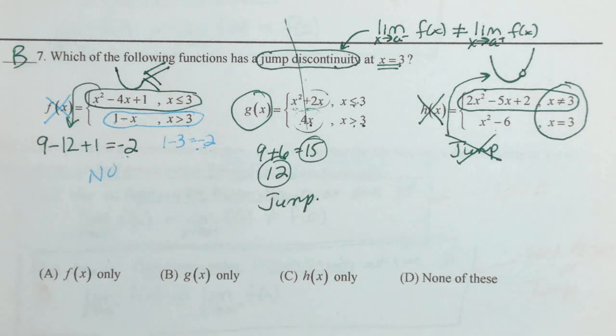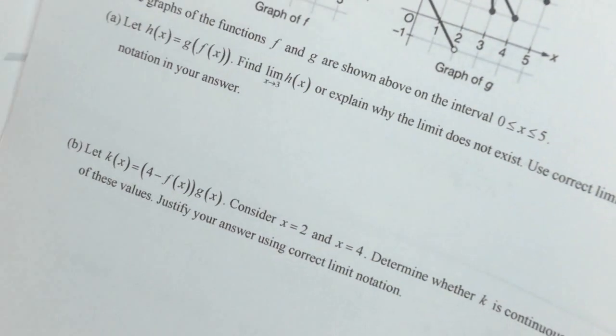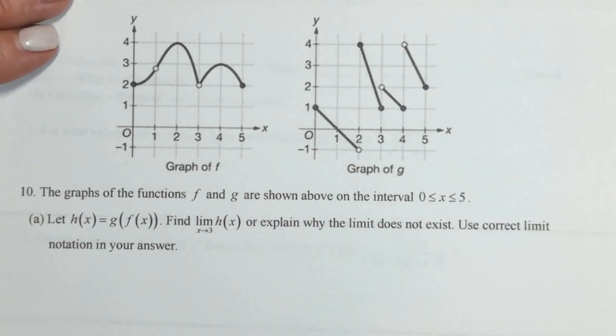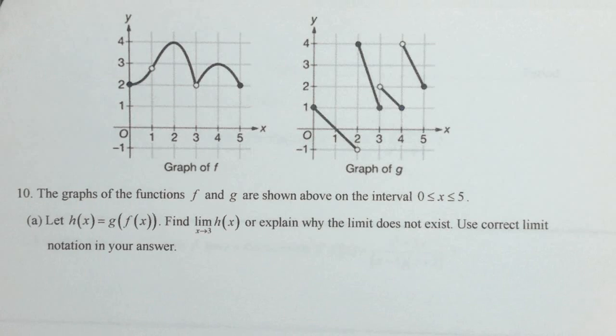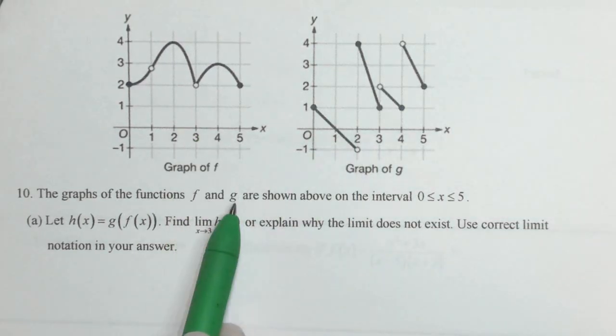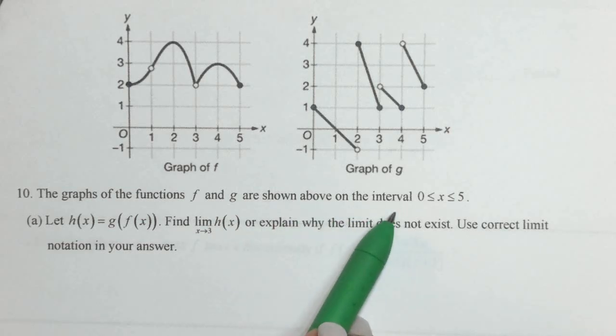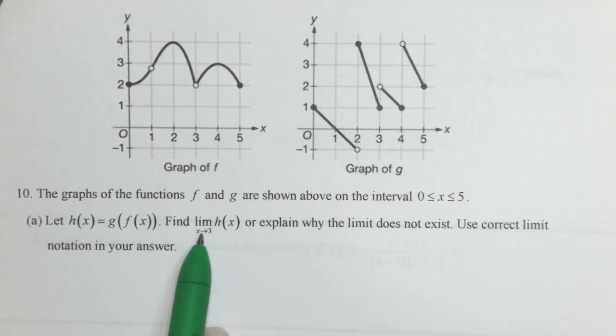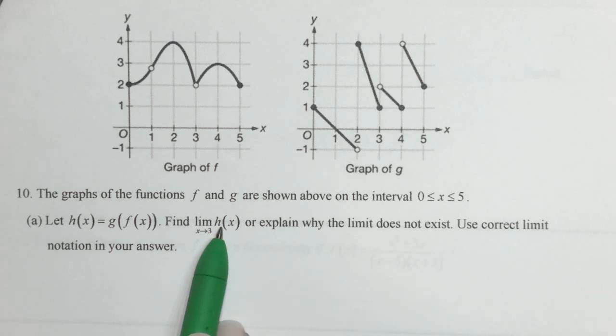Let's turn to your worksheet packet, and let's take a look at number 10. In number 10, we're given the graph of f and the graph of g. The graphs of f and g are shown above on the interval from 0 to 5. Let h be g of f of x. Find the limit as x approaches 3 of h of x, or explain why the limit does not exist. Use correct limit notation in your answer.